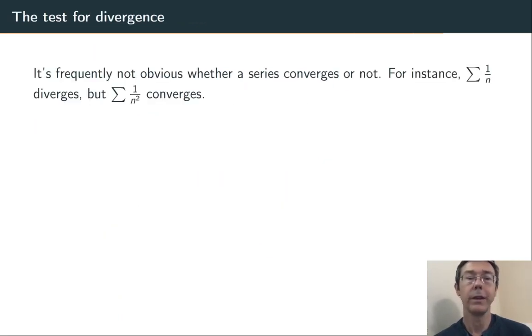It's very frequently not obvious whether a series converges or not. So as you look at the sum of 1 over n, the harmonic series, that's one that diverges as we saw. However, if you look at the sum of 1 over n squared, that one does converge, as we'll see in a future video. So there are a lot of techniques that we can use to determine whether a series converges or diverges, and we'll need to get into those in future videos.